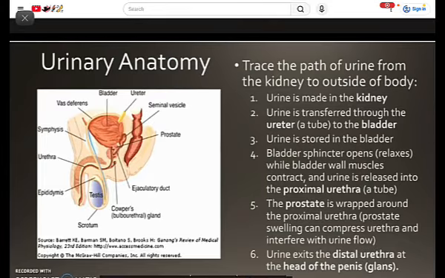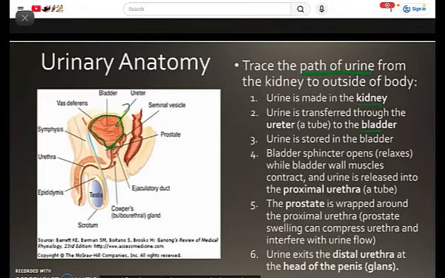The reason I'm going to talk about urinary anatomy is I want to make sure that you understand the role of the prostate in both. So we're talking about the path of urine from the kidney to outside of the body. The urine is made within the kidney. It is transferred through the ureter, which is not the same as the urethra. The ureter is a tube that's going to transfer the urine into the bladder itself, where it's stored.